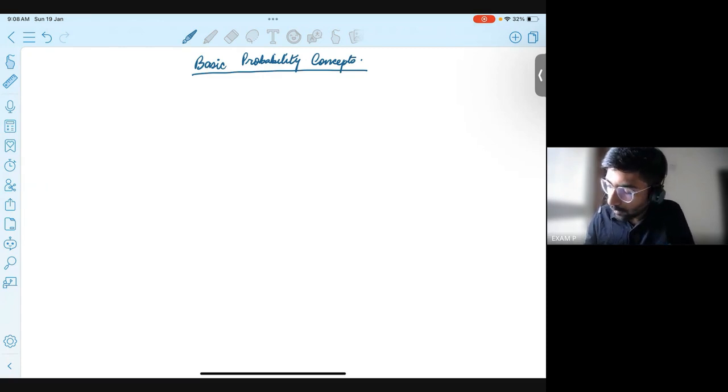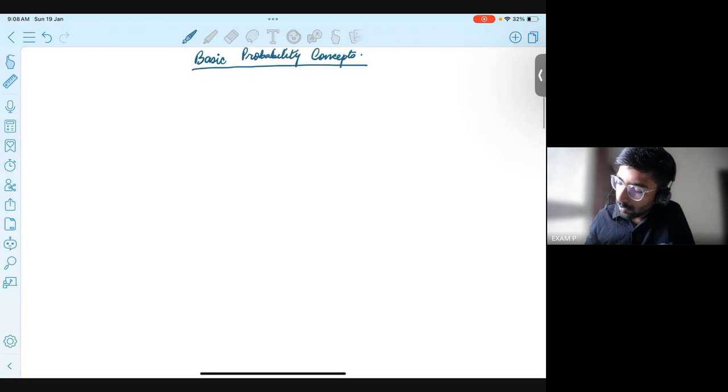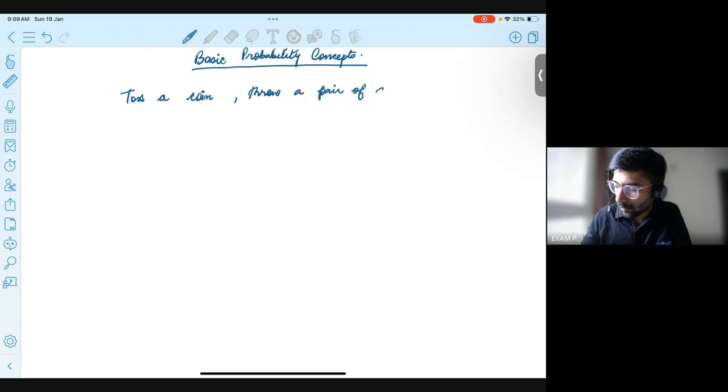So whenever we do a random experiment, let's say you toss a coin, the outcomes are uncertain, right? This is an experiment. Tossing a coin or throwing a die or a pair of dice, these are random experiments because you don't know the outcome. Tossing a coin can give you a head or a tail, and throwing a pair of dice can give you one of the 36 outcomes.